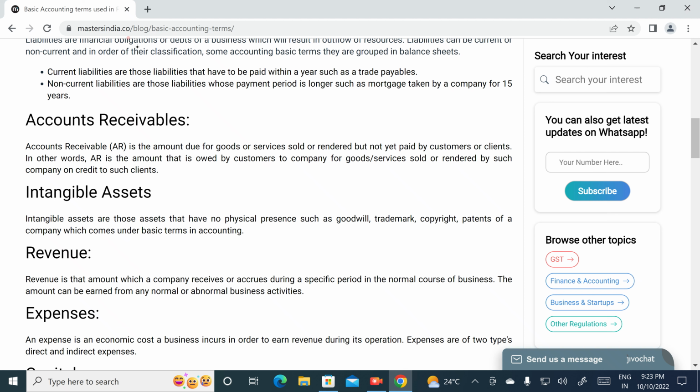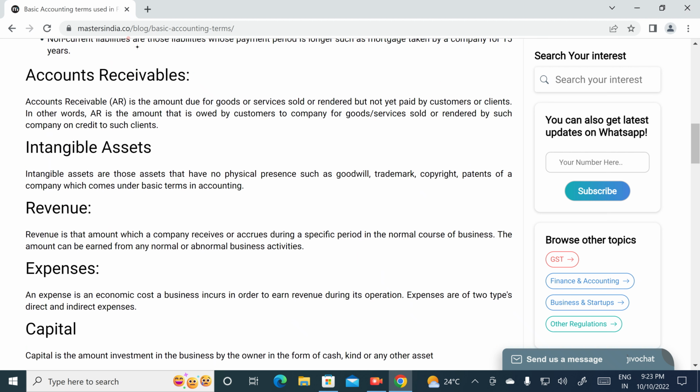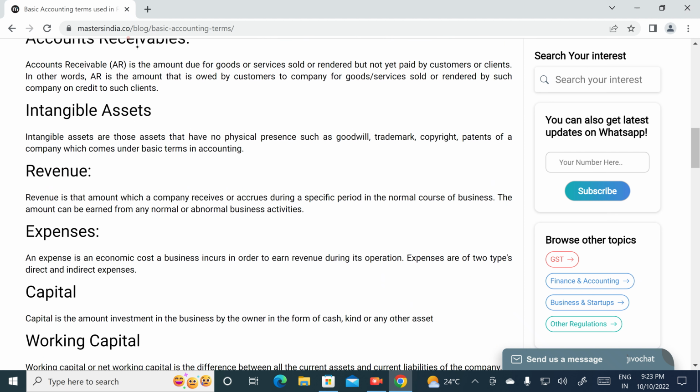Now, one more type of asset is there, that is called the intangible asset. I know that you all are very much familiar with the word intangible. Intangible means which cannot be touched and seen. Like you have studied products and services. Services are intangible and a product is a tangible one. This is a basic difference, right?